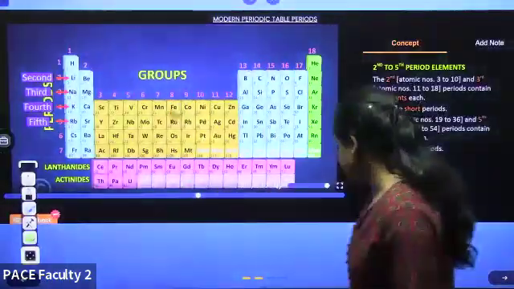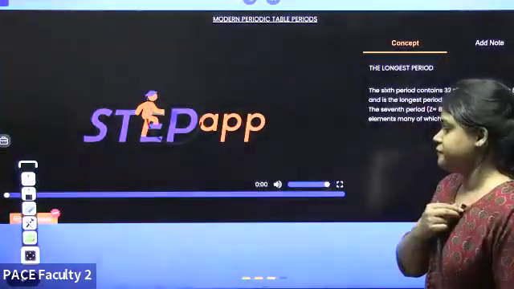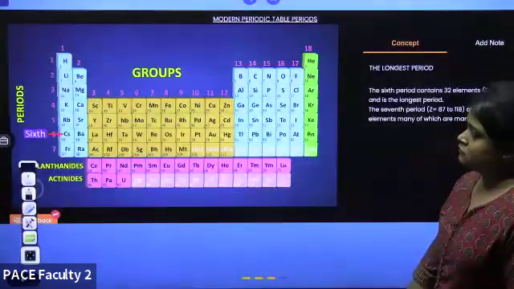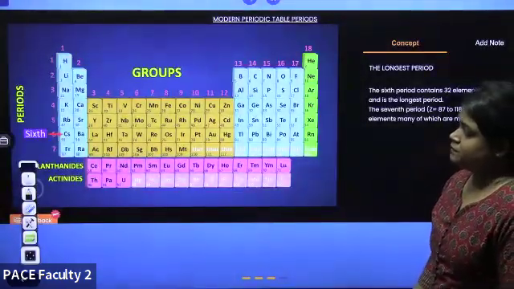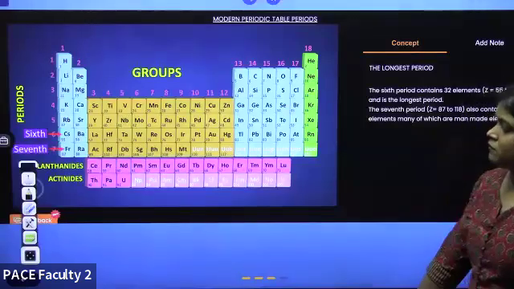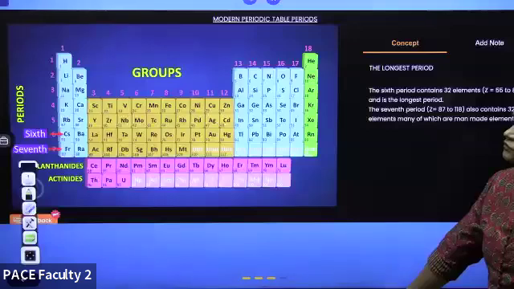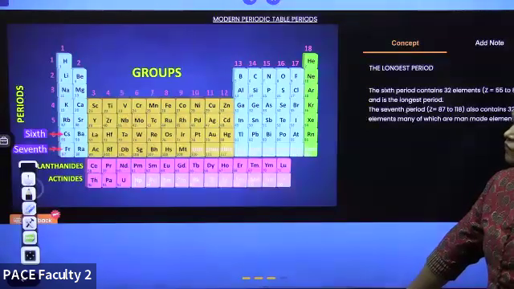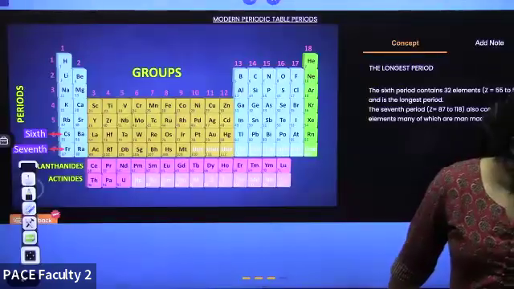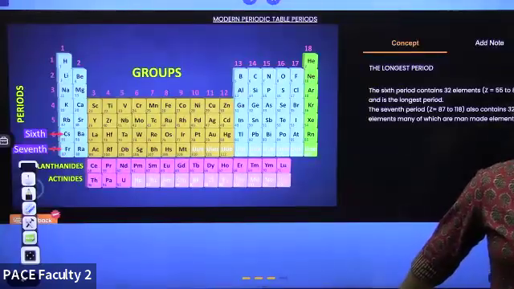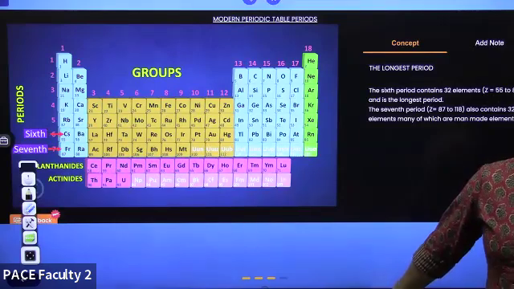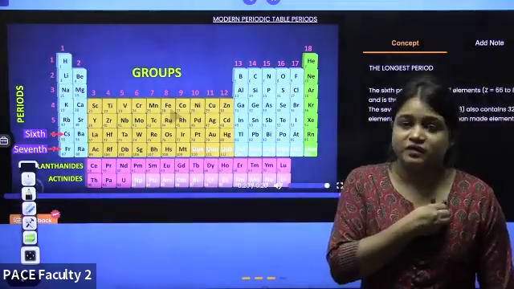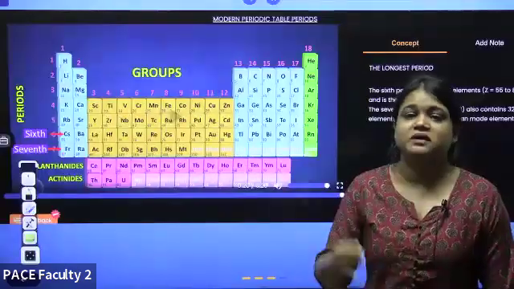Now let's see the remaining. The sixth period contains 32 elements, atomic numbers 55 to 86. It is the longest period. The seventh period, atomic numbers 87 to 118, also contains 32 elements, many of which are man-made elements. So the last two, 6th and 7th, have 32 elements each.